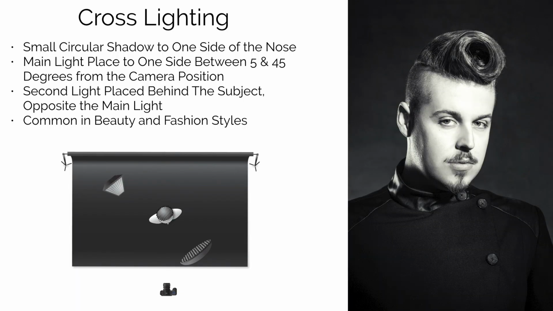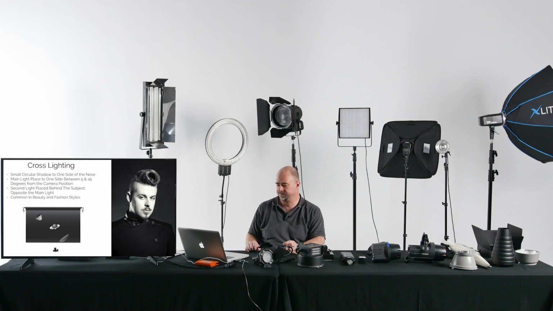So cross lighting is using two lights. Again, in this case, a little beauty dish as our main light on the subject's face. But because he's turned into the light now, we've gotten rid of that Rembrandt lighting and it's lighting his face quite flat. And our second light, placed behind the subject and angled back, just creates that little bit of separation and lights the shadow side of his face.